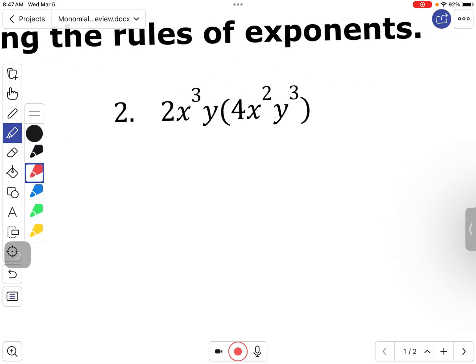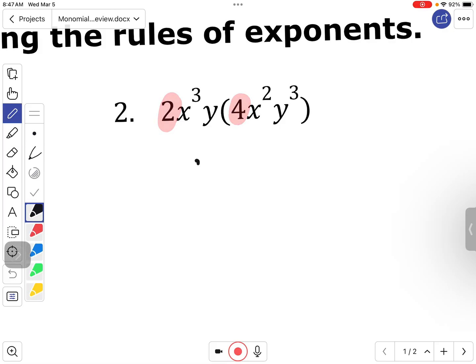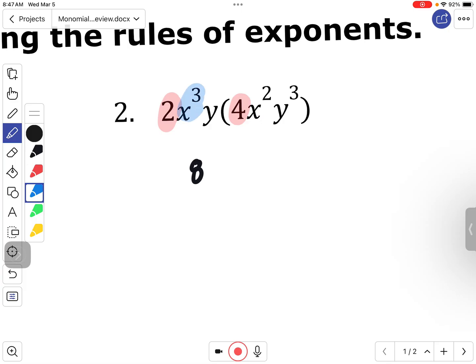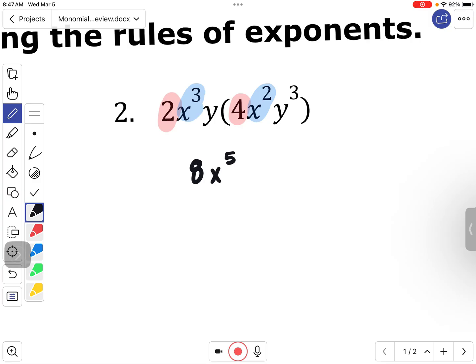I'm going to multiply my two big numbers. I'm going to take this 2 times this 4. That's going to give me 8. Then I'm going to multiply my x's. I have x to the third and x to the second. When I multiply those, I add my powers. That's going to give me x to the fifth. And then I'm going to do my y's. I have y. If there's no number on it, it's to the first, and y to the third. That's going to give me y to the fourth.